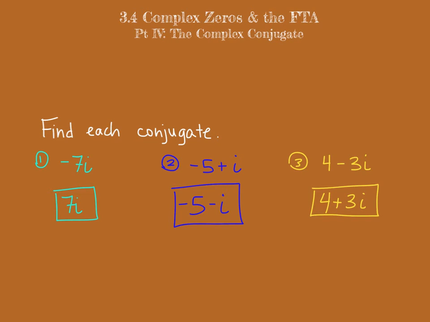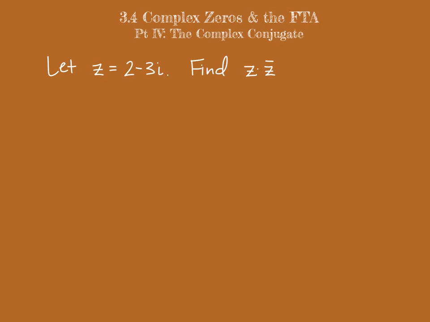Let's see why we care about the conjugate in this last example. Here we are told that z is the complex number 2 minus 3i. We want to perform the operation to find z multiplied by its conjugate, z bar. Well, the first thing that we want to do is recognize what z bar is. z bar would be the conjugate of z, which would be 2 plus 3i.